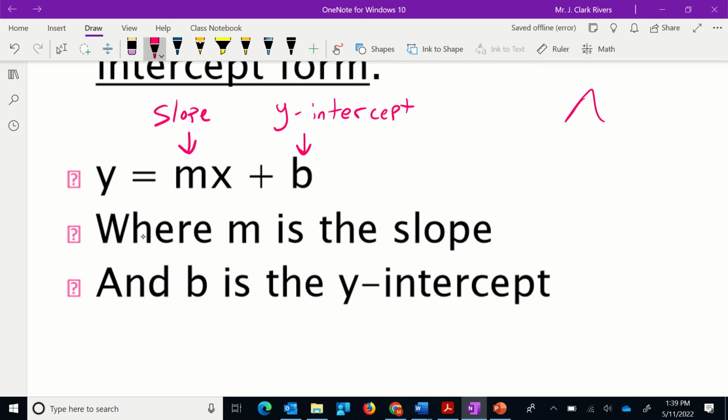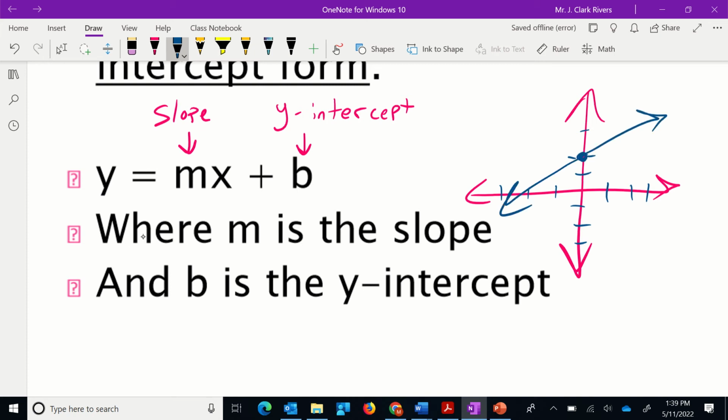The y-intercept on a graph would be like this. If we had a graph with 1, 2, 3 on each axis, and a line that passed through 2 here, that line has a y-intercept of 2. So you would say B, your y-intercept is represented by B, is equal to 2 in this case.